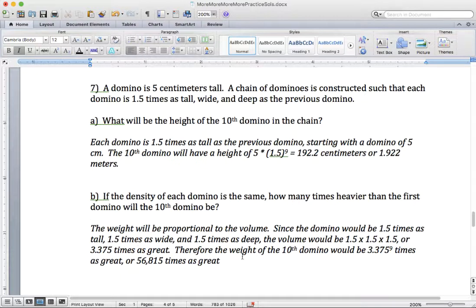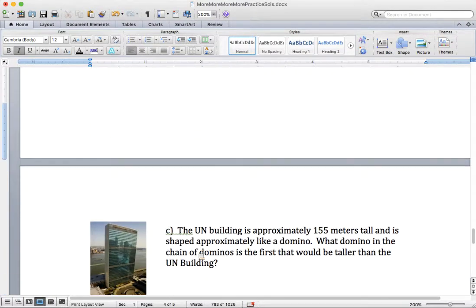Therefore, the weight of each domino is 3.375 times as great as the previous domino. So by the time we've gone from the first to the 10th domino, we've increased the weight by 3.375 to the 9th power, or 56,815. So our 10th domino will be a lot heavier than our first domino.